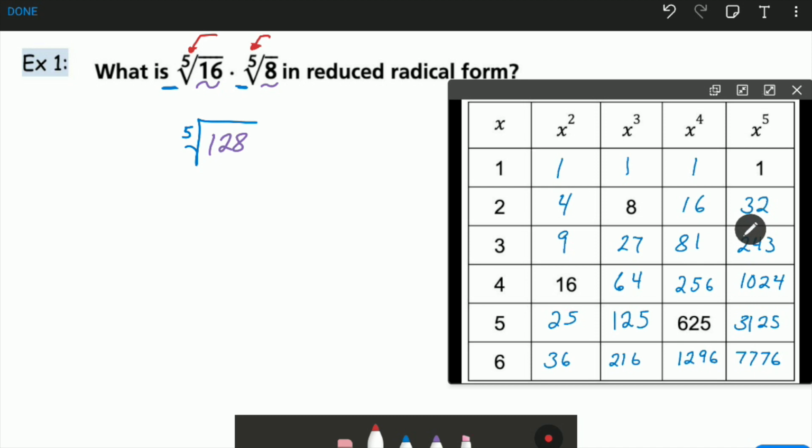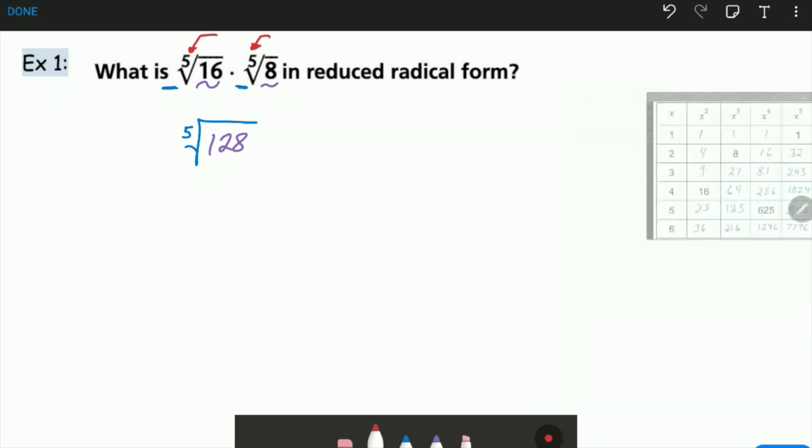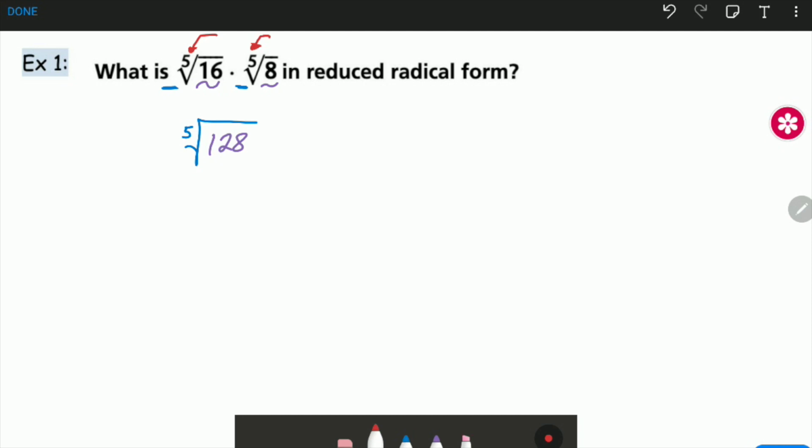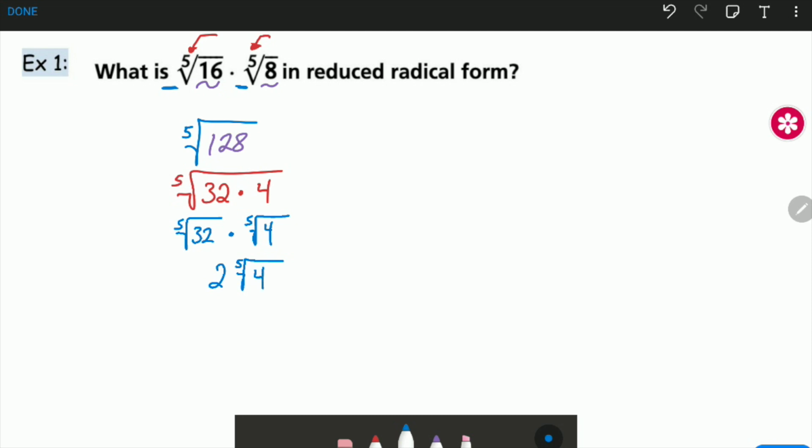So we need to check to see if there's any fifth powers that go into 128. The only one we really have to check is 32, because 1 won't really get us anywhere. I believe 32 goes into it evenly. Yep, so we'll separate it into the fifth root of 32, and 128 is 32 times 4. If we break that apart, it's the fifth root of 32 times the fifth root of 4. And the fifth root of 32 is just 2, but we can't simplify the fifth root of 4. So there we have it.